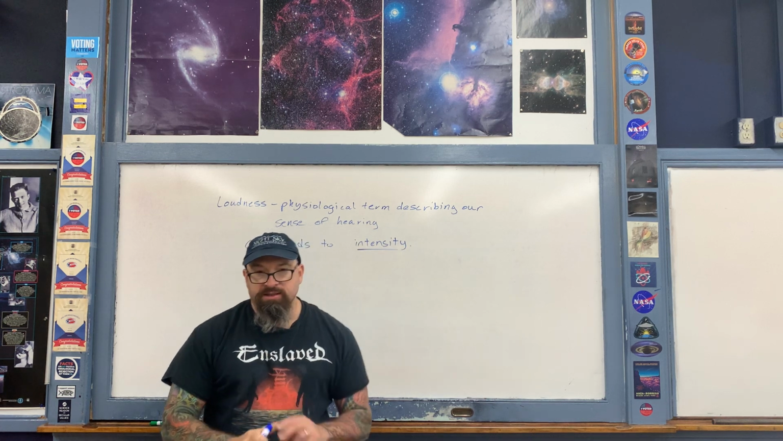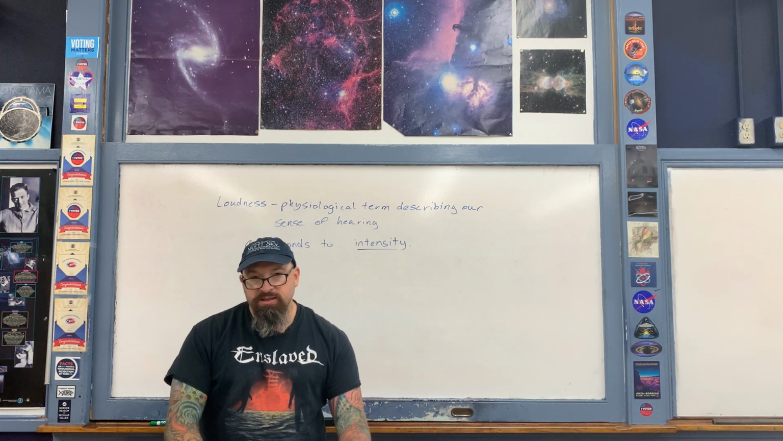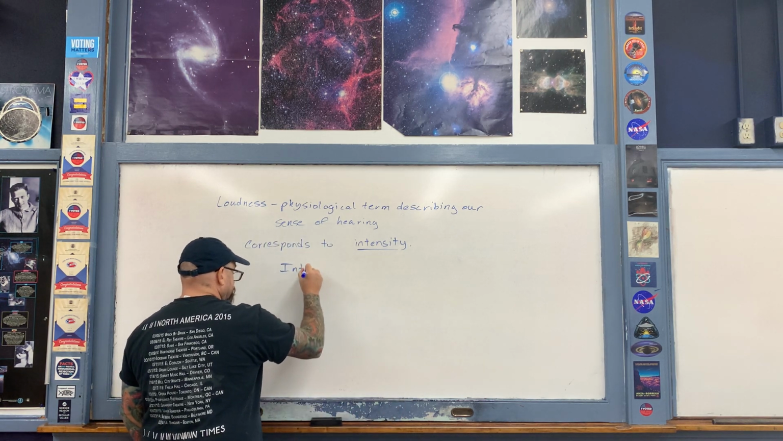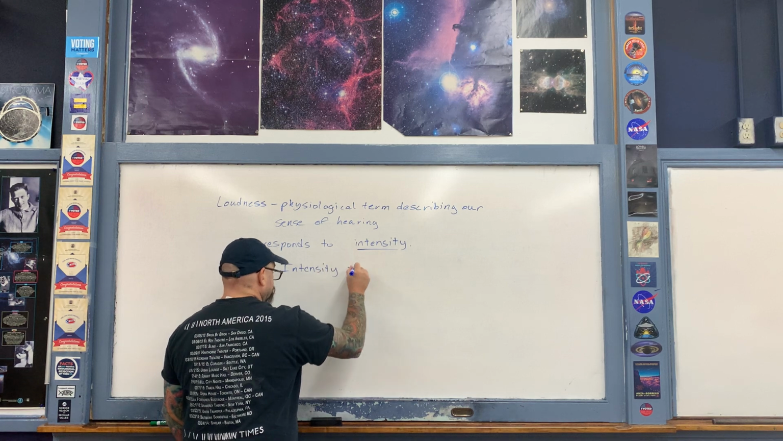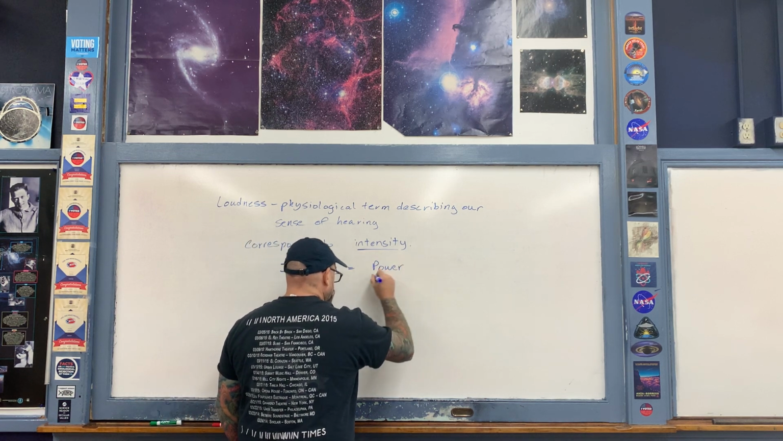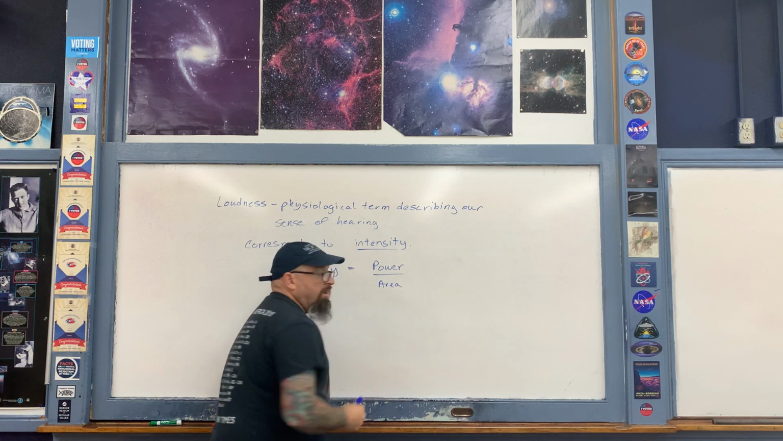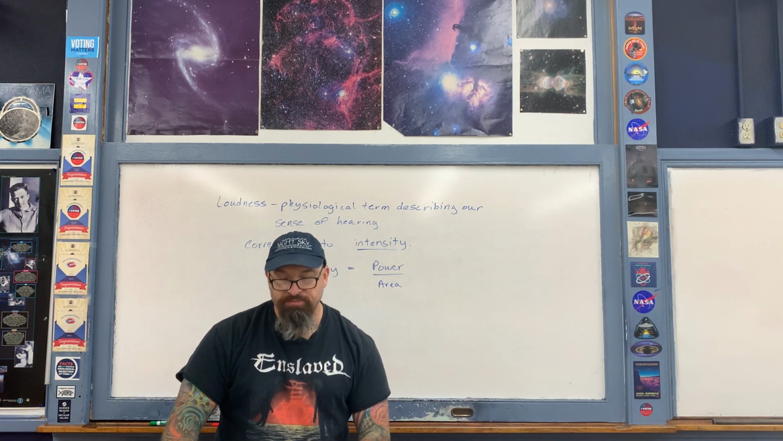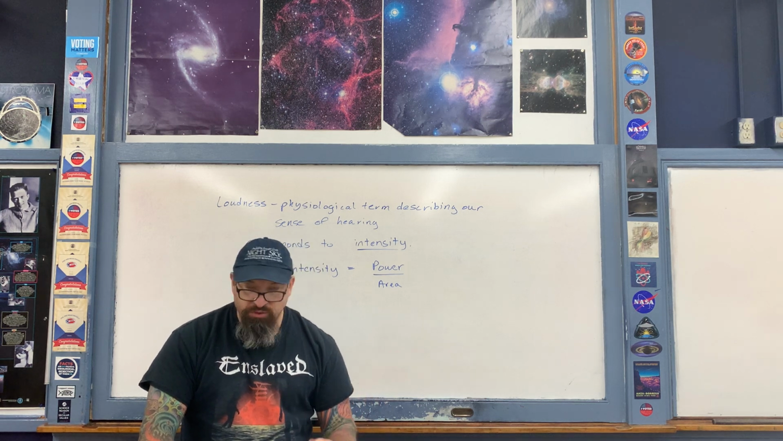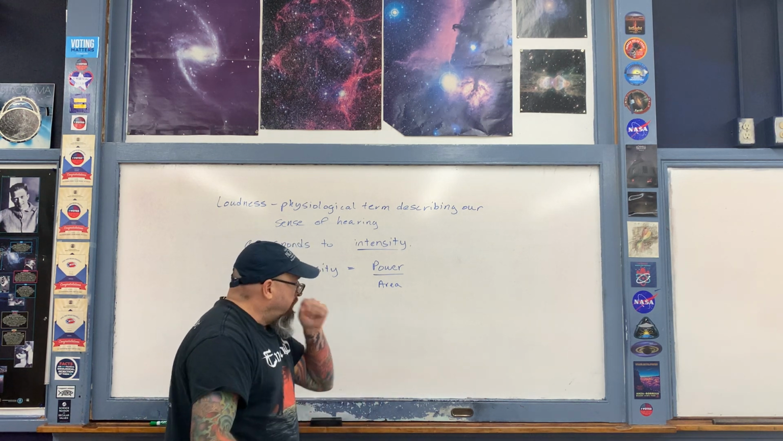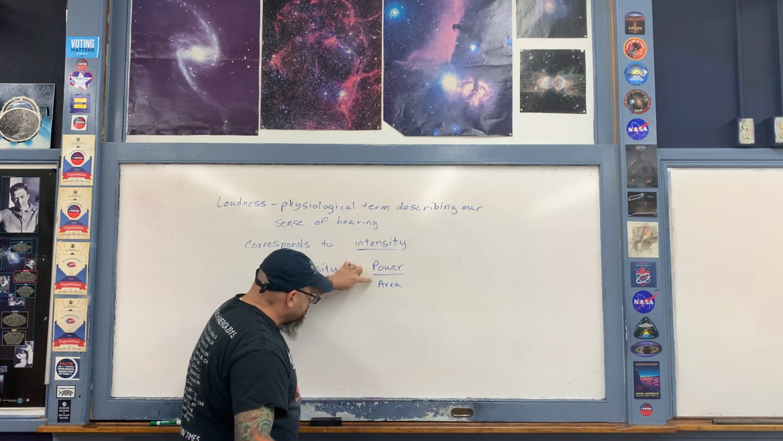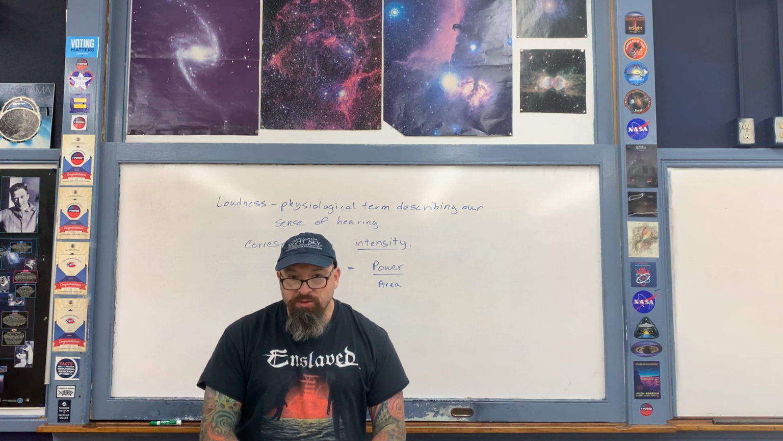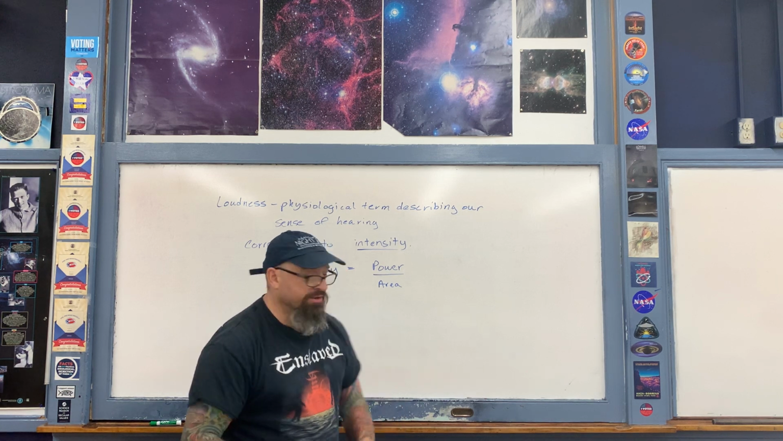Okay, now intensity is a definition. The definition of intensity is that it's power divided by area. Now recall from the unit on work and energy that power is energy divided by time. So it's measured in joules per second, which are referred to as watts. And then what we're doing is we're taking the watts and dividing it by area, which is in terms of meters squared. So the units of intensity are watts per meter squared.